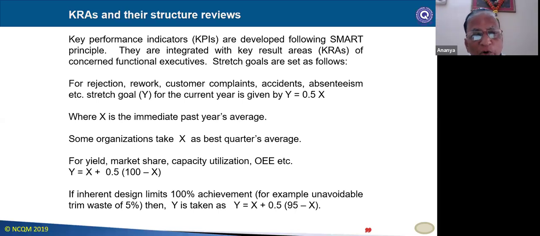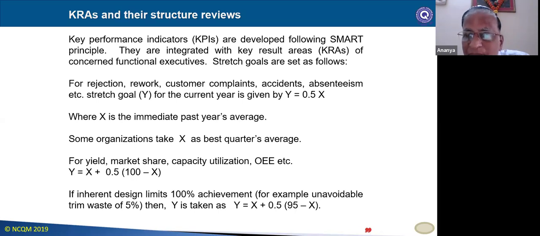Okay, let us talk about rejection, rework, customer complaint, accident, absenteeism. We need to take the goal. Stretch goal Y for current year is given: Y is equal to 0.5X. Means number of rejection, rework, customer complaint, let us say was 100. X was 100. Now, my target is that it will be 50. Have you understood now? I want to reduce that, is it not?